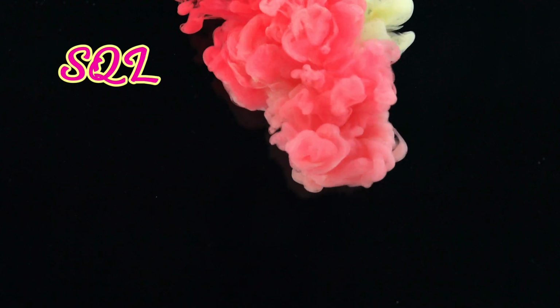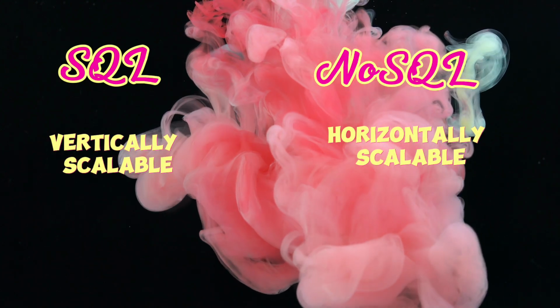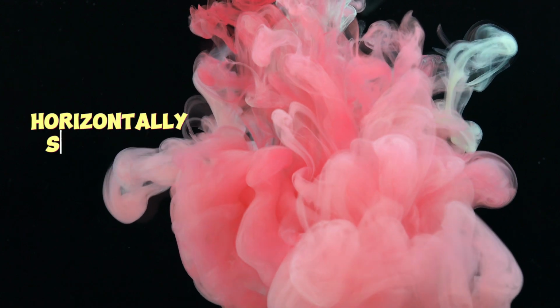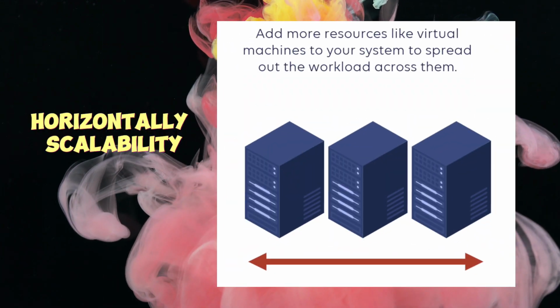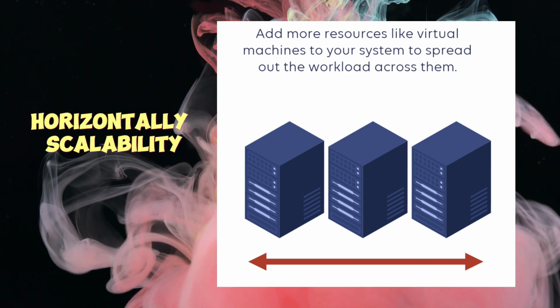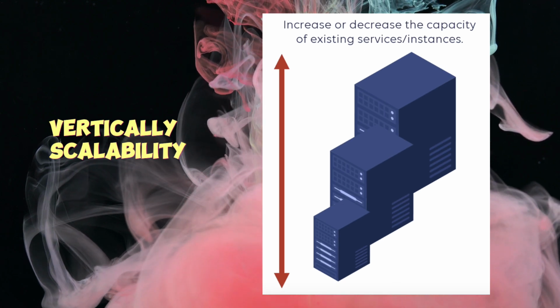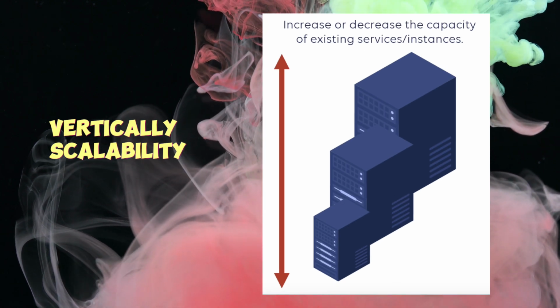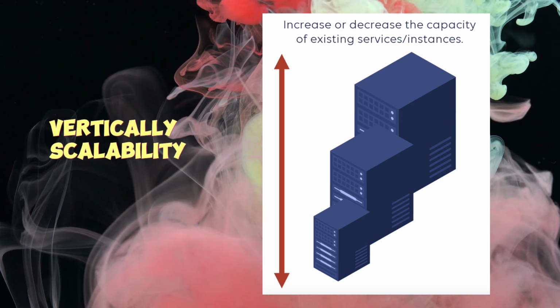SQL databases are vertically scalable, while NoSQL databases are horizontally scalable. So what does it mean? Horizontal scalability means adding more machines or nodes to a system to handle increased load, like adding more lanes to a highway to accommodate more traffic. Whereas vertical scalability means increasing the power of existing machines, CPU or RAM, to handle increased load, like upgrading a computer's processor to handle more tasks.